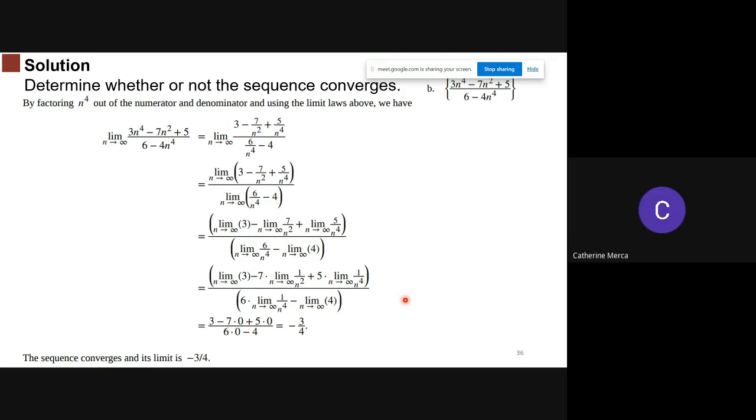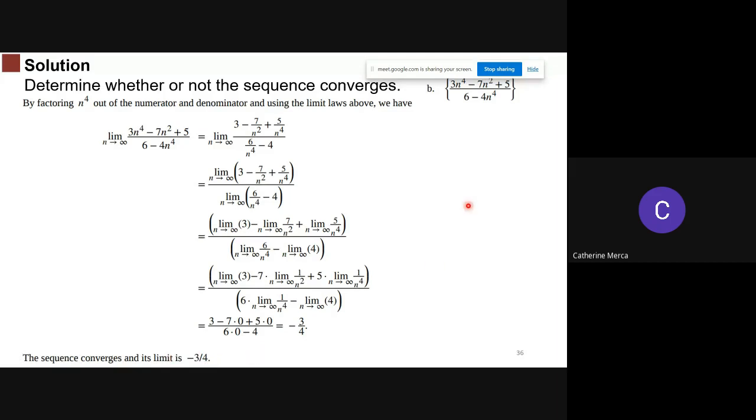Yes, if it exists. Okay, thank you, ma'am. The number should also be unique, okay? Because if the number it approaches is not unique, it is not convergent to that. Because if there are two, it's not possible. To converge, your value for the limit must be unique. Okay? So the sequence converges and its limit is negative 3 over 4.